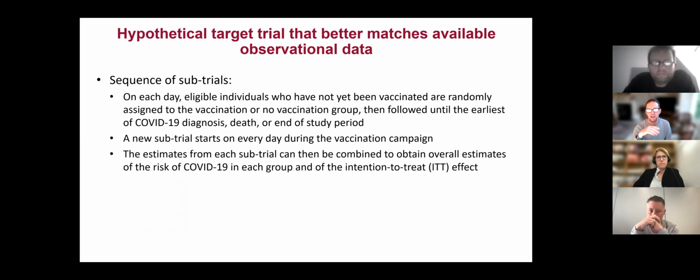So a hypothetical target trial that better matches the available observational data can be conceived of as a sequence of sub-trials, where on each day, eligible individuals who haven't yet been vaccinated are randomly assigned to the vaccination or no vaccination group and then followed until, well, if our outcome is going to be a diagnosis of COVID-19, then the follow-up will be until the earliest of COVID-19 diagnosis, death, or end of study period. And then a new sub-trial in this sequence starts on every day during the vaccination campaign. And then the estimates from each sub-trial can be combined once we've finished doing our sequence to obtain overall estimates of the risk of COVID-19 in each group and of the intention to treat effect.